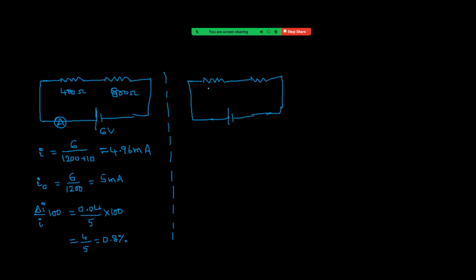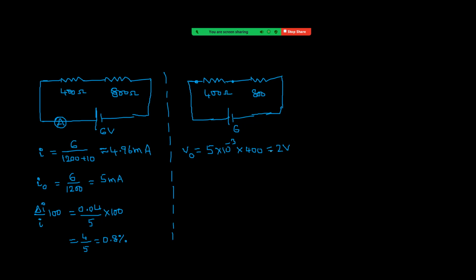So now the resistors are 400 ohm, 800 ohm, and this is 6 volt. Let us take it before connecting the voltmeter. We know the current is 5 milliampere. So 5 into 10⁻³ into the potential difference across this one, into 400. See how much we get: 4 5 20, 20, and the remaining 2 zeros. It must be 2 volt.